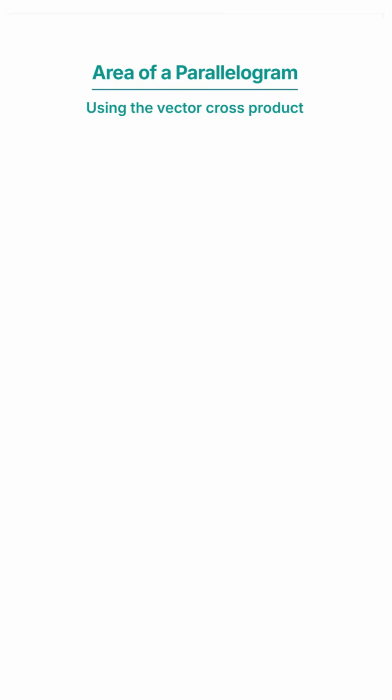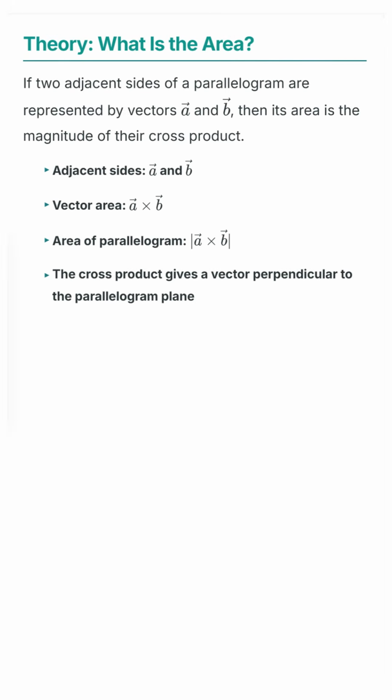Today, we are learning how to find the area of a parallelogram using vectors. When two adjacent sides of a parallelogram are represented by two vectors, called vector A and vector B, the area of the parallelogram is found using the cross product of these two vectors. The cross product of vector A and vector B gives a new vector. This new vector is perpendicular to the plane of the parallelogram.